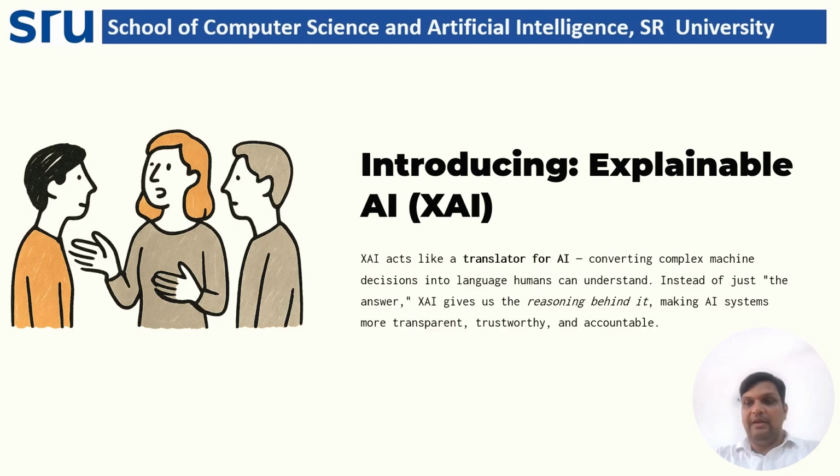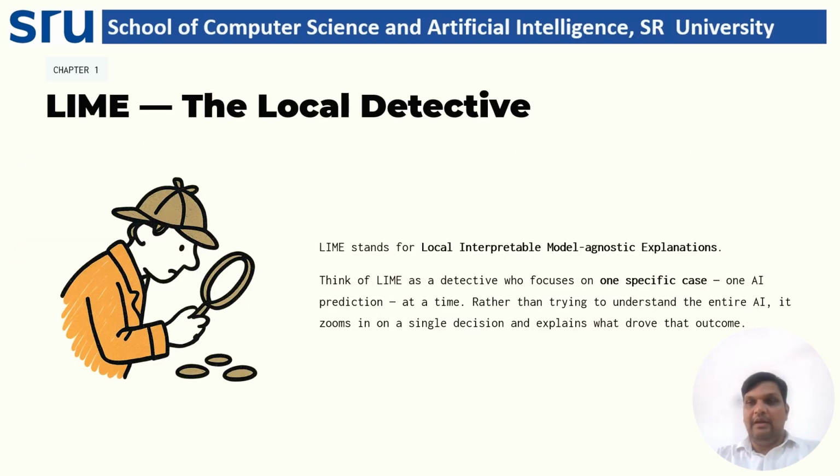Introducing explainable AI. XAI acts like a translator for AI, converting complex machine decisions into language humans can understand. Instead of just answering, explainable AI provides reasoning, making AI systems more accountable, trustworthy, and transparent. LIME, the local detective.